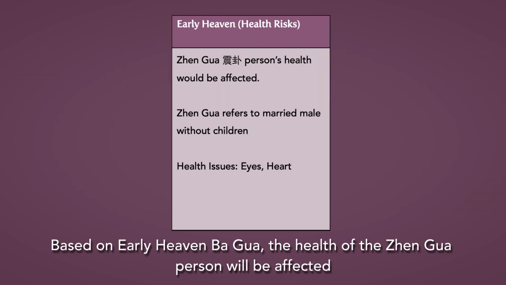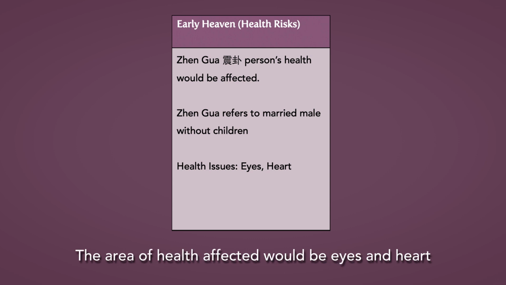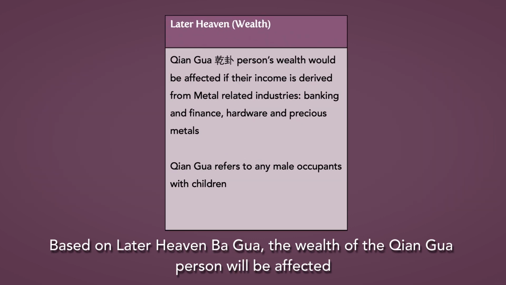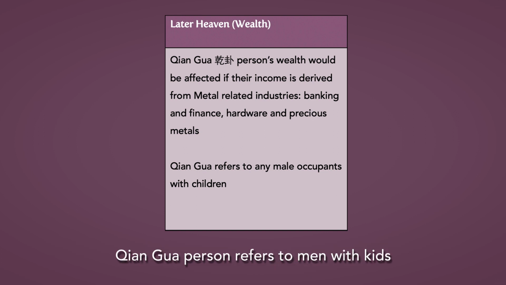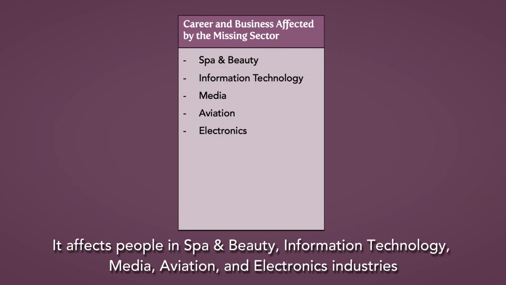If the south sector of your house is missing, based on Early Heaven Ba Gua, the health of the Zhen Gua person will be affected. Zhen Gua person refers to married men without kids. The area of health affected will be eyes and heart. Based on Later Heaven Ba Gua, the wealth of the Qian Gua person will be affected. And Qian Gua person refers to men with kids. From career and business perspective, it affects people in the spa and beauty, IT, media, airline, and electronics industry.